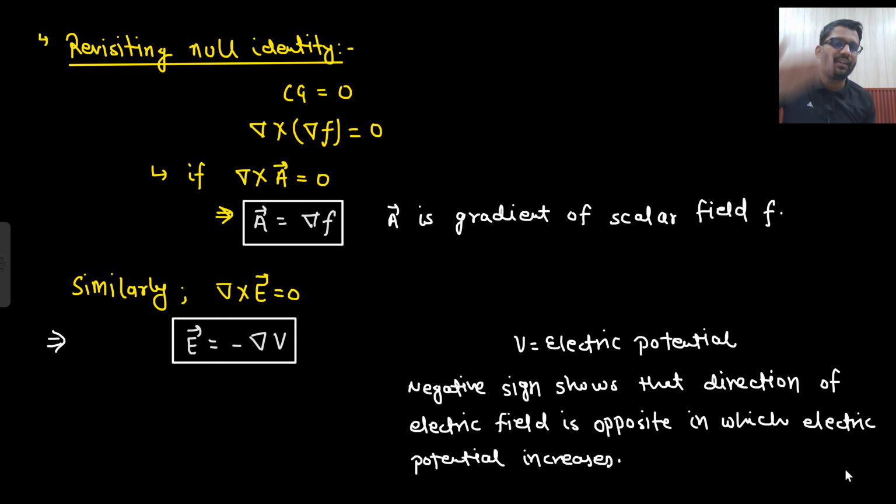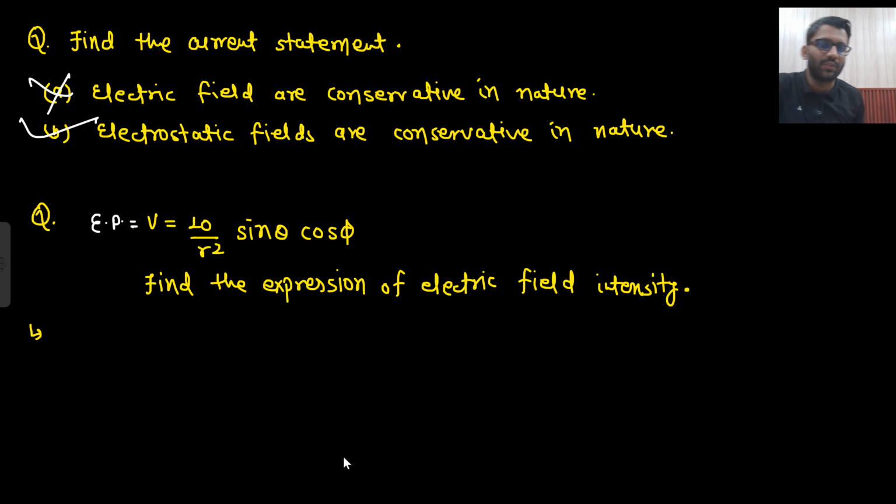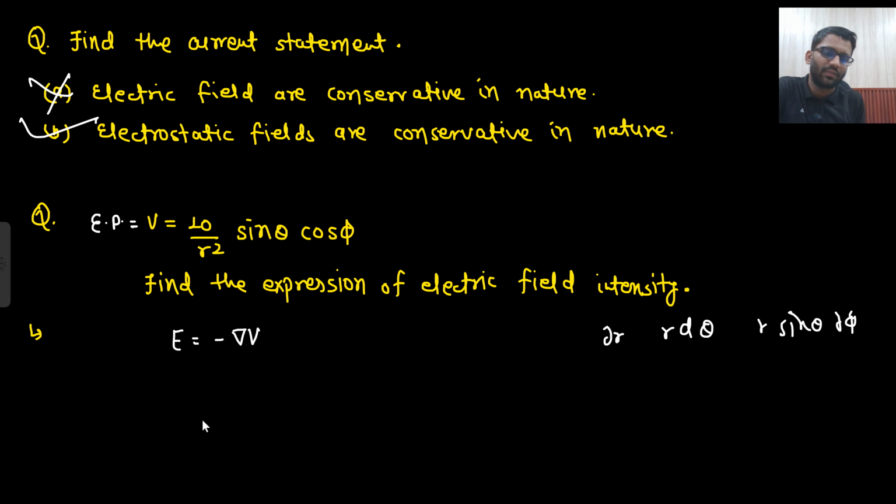Let's understand it more with respect to this question. So what we need to find? Electric field, which is equals to the negative gradient of V, right? So first we need to find the gradient. So r comma theta comma phi. So this is in spherical coordinate system. So dr, r d theta, r sin theta d phi. So I need to write down the gradient. So gradient is pretty easy. So I am writing del V.